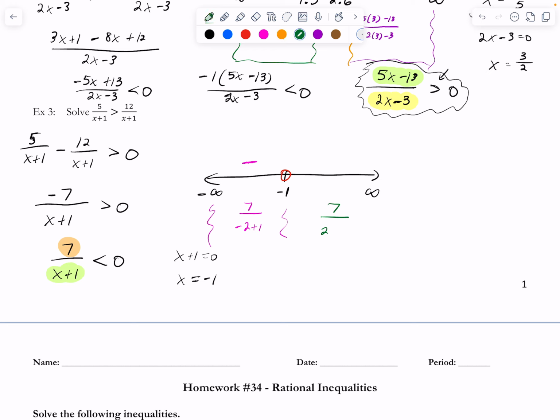And then I'll plug in a positive 2, or I can plug in 0, but I started with 2. So 2 plus 1 is 3. That's a positive. Positive 7 over positive 3 is a positive. All right, so when I'm looking at the answer to this, I'm looking for less than, which is going to be negative. So it's going to be negative infinity to negative 1.